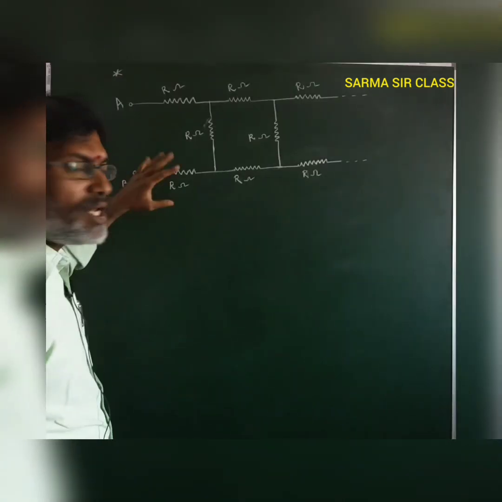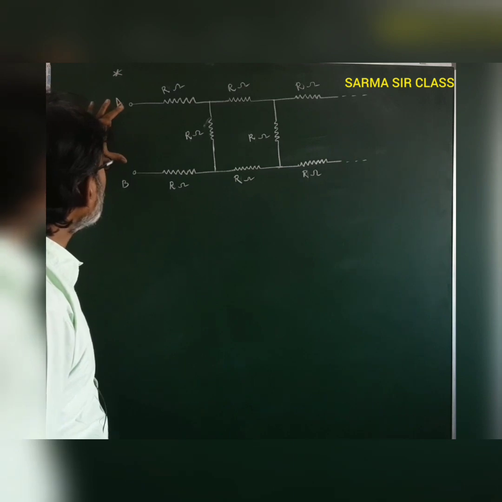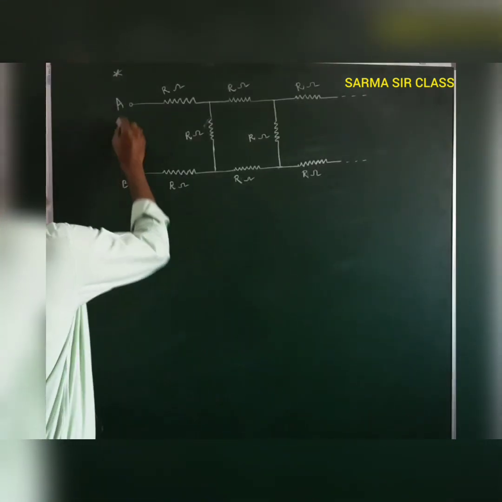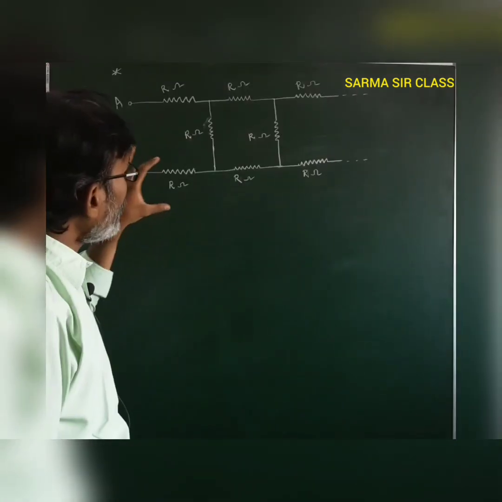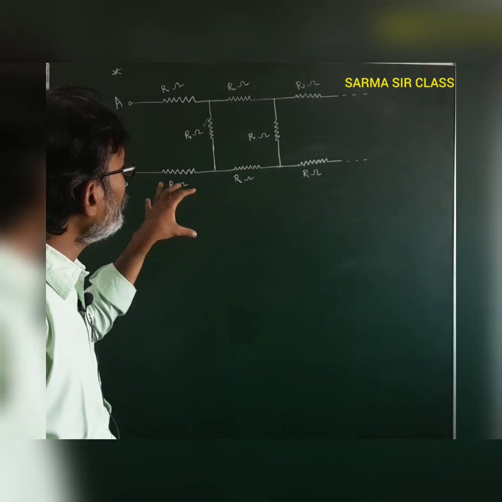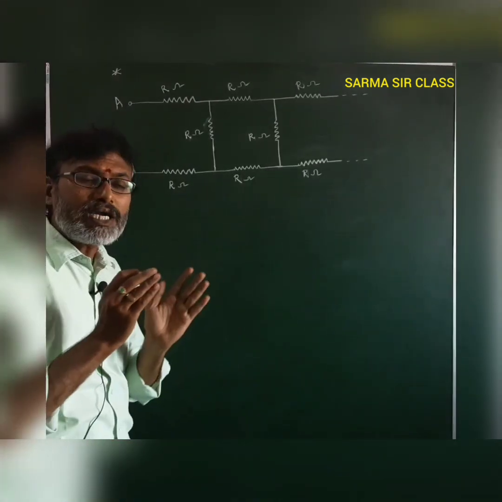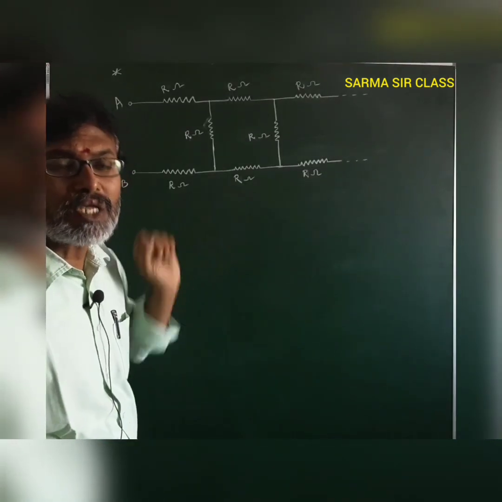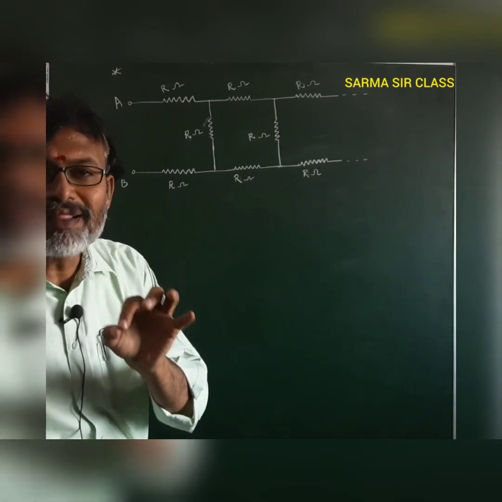In this circuit we need to consider the equivalent resistance across A and B. For such types of circuits, we need to know at first how much part of the circuit is repeatedly occurring in the circuit.